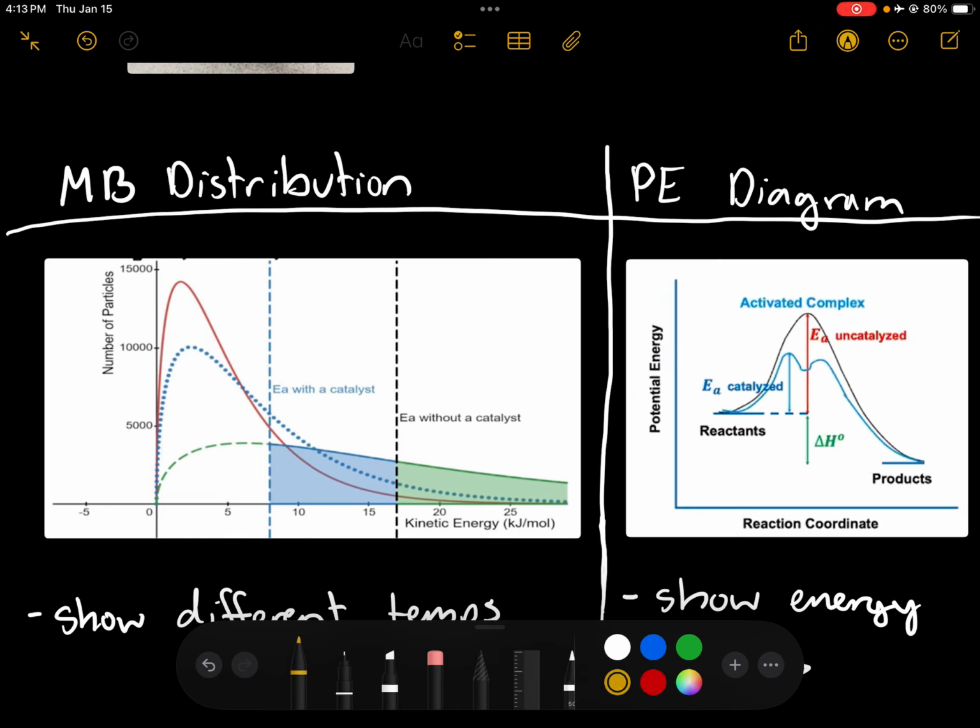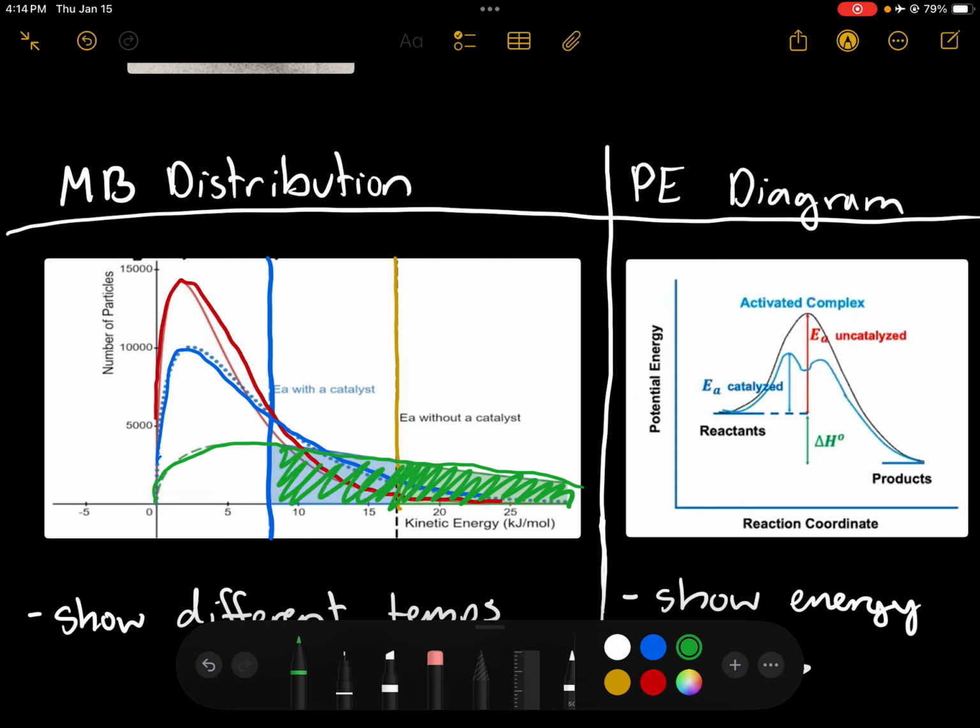So, looking here, this yellow line represents the activation energy of a particular reaction without a catalyst. And this line right here represents the new activation energy with a catalyst. So we can see that that line has shifted. With our three samples, our red low temperature sample, our blue medium temperature sample, and our green high temperature sample, again, if we look at the area under the curve, the green has all of these molecules that could react without a catalyst, but with a catalyst, way more, right?